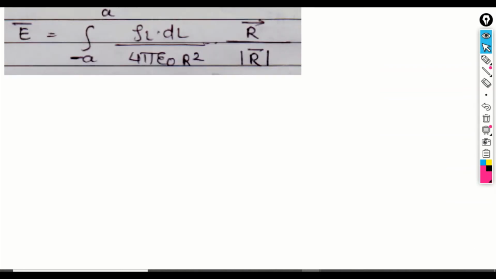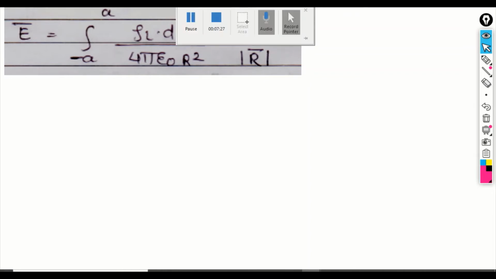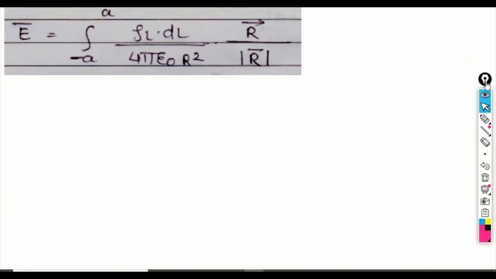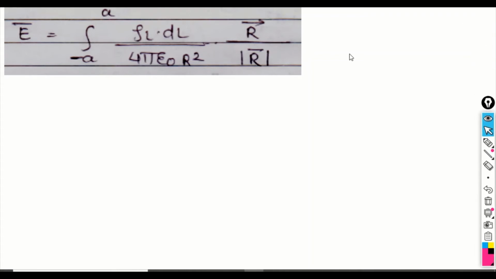So, integrating it over the length to get the total electric field intensity, we can write it as integral from minus a to a, its length ranging from minus a to a, rho L dl upon 4 pi epsilon 0 r square. Here we are considering epsilon 0, that is free space, into unit vector. We know the unit vector can be written as vector r divided by the magnitude of vector r.